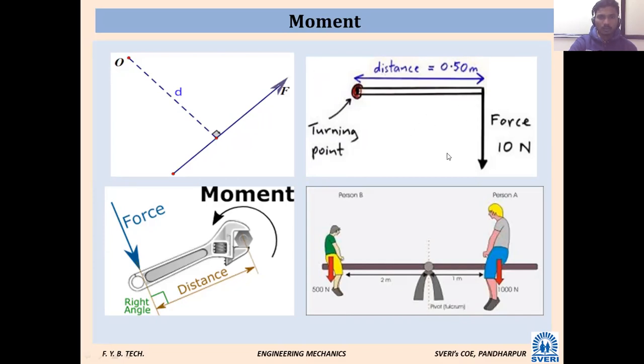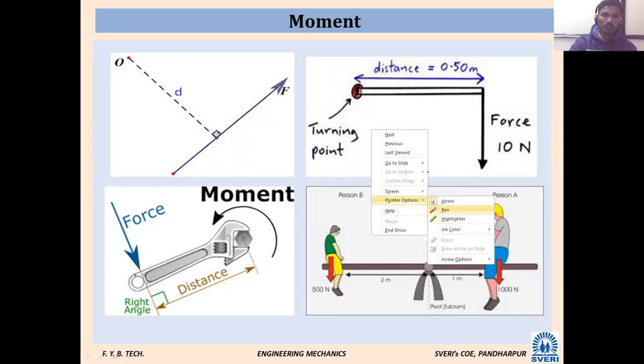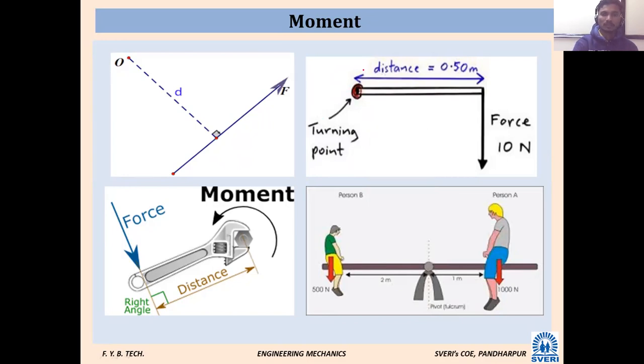So here one turning point is given. Turning point is nothing but the point where I want to calculate moment. Suppose I will give the name A, and here I will give point B. So a force of 10 Newton is applied downward at point B. So what will be the moment at point A? So moment M at point A due to force 10.